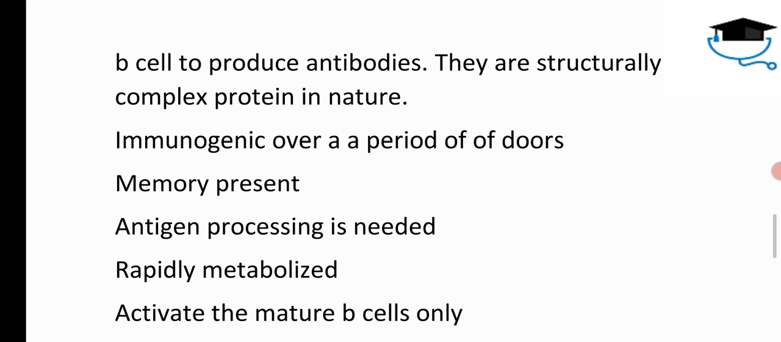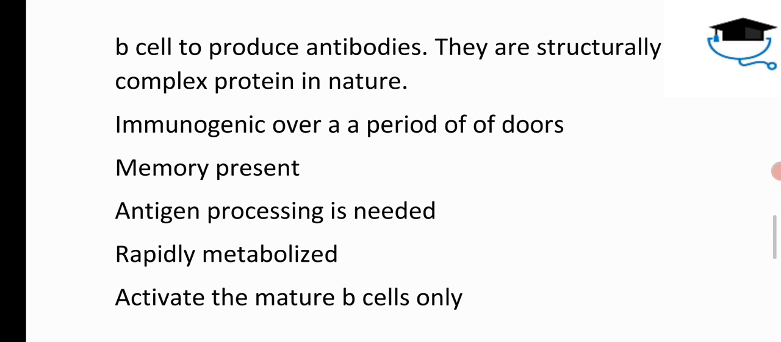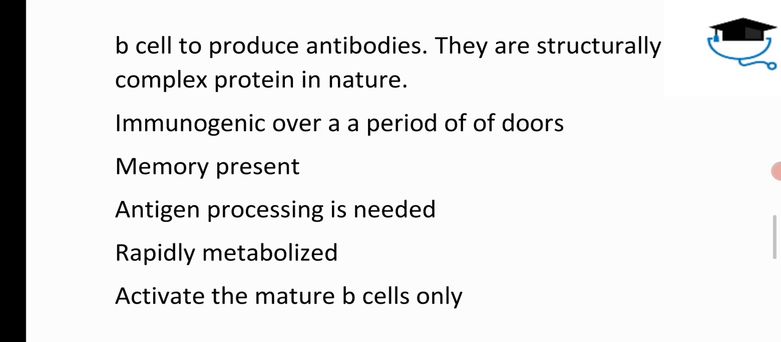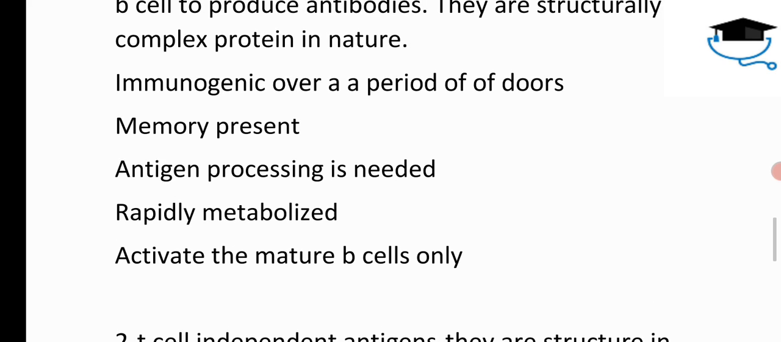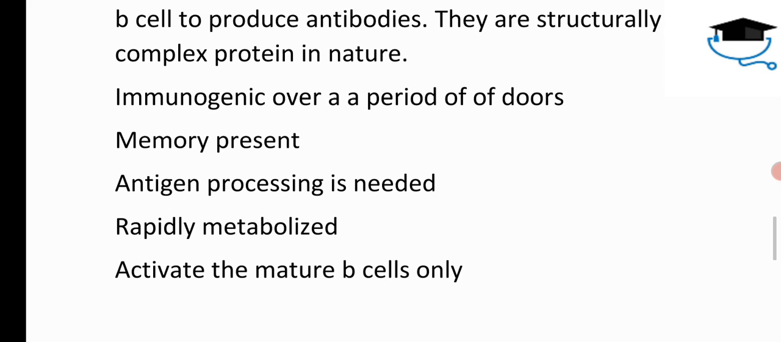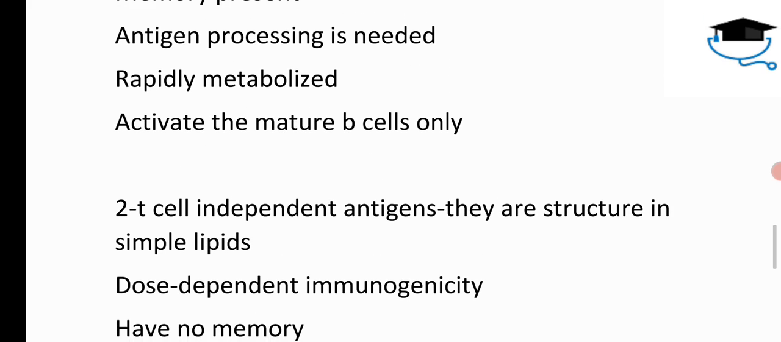and T cell dependent antigens are immunogenic over a period of dose. They have memory, antigen processing is needed, they are rapidly metabolized, and they activate the mature B cells only. So these are the characteristics of the T cell dependent antigens.